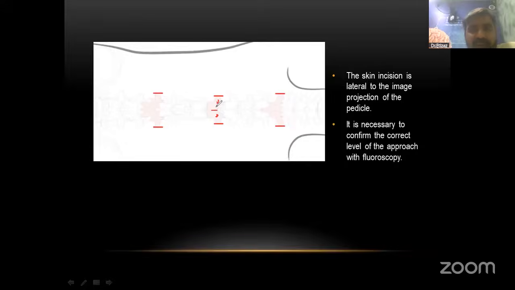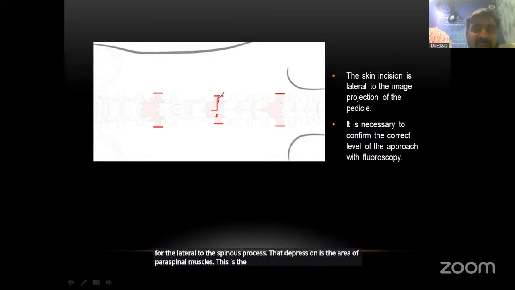So when you feel your own spine, these landmarks are very easy to see. In the midline, we can see an elevation and the bony spine. Lateral to that, bilaterally, there is a depression. Bilaterally, you can feel the depressions lateral to the spinous process. That depression is the area of the paraspinal muscles. This is the area of the paraspinal muscles.